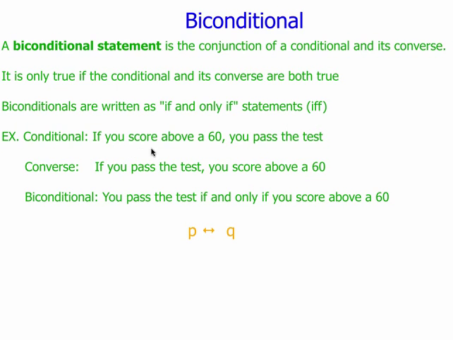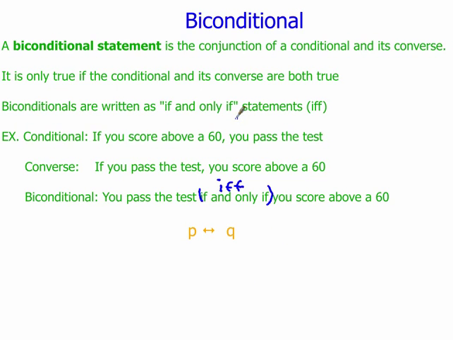All right, so what's an example of this? Well, an example is, here's a conditional. If you score above a 60, you pass the test. Here's its converse, we switch them. If you pass the test, you score above a 60. This is true, and so is this. So we can rewrite this as, you pass the test if and only if you score above a 60. And if we wanted, instead of writing this if and only if, we could have just written if with two F's. Okay?